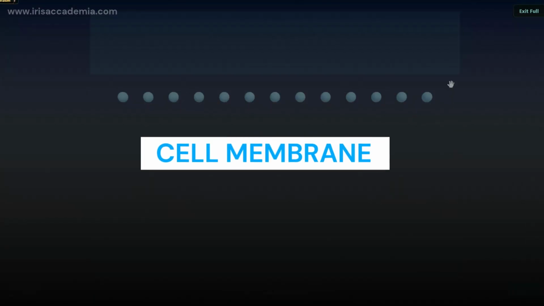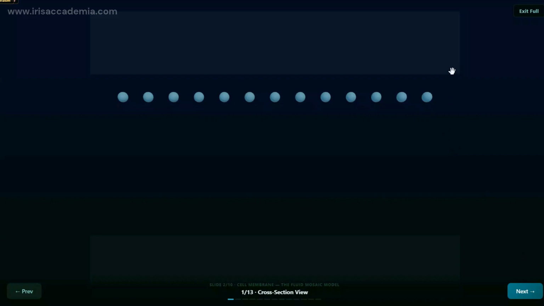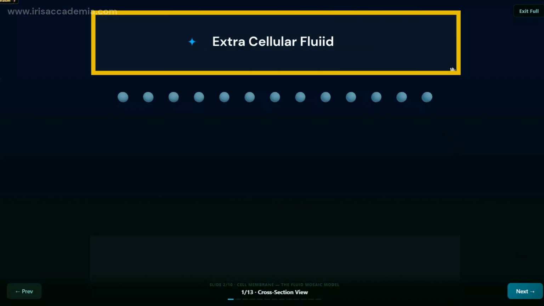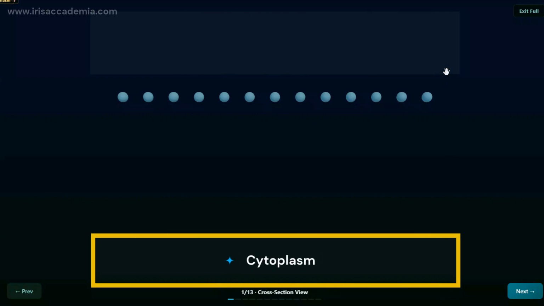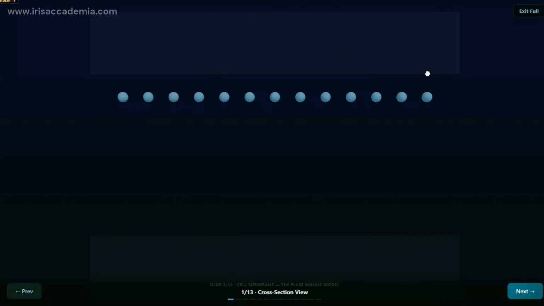Now let's take a closer look at the cell membrane. We are viewing it edge-on in cross-section. Above is the extracellular fluid, and below lies the cytoplasm. You can rotate to explore and zoom in to see the structure in detail.